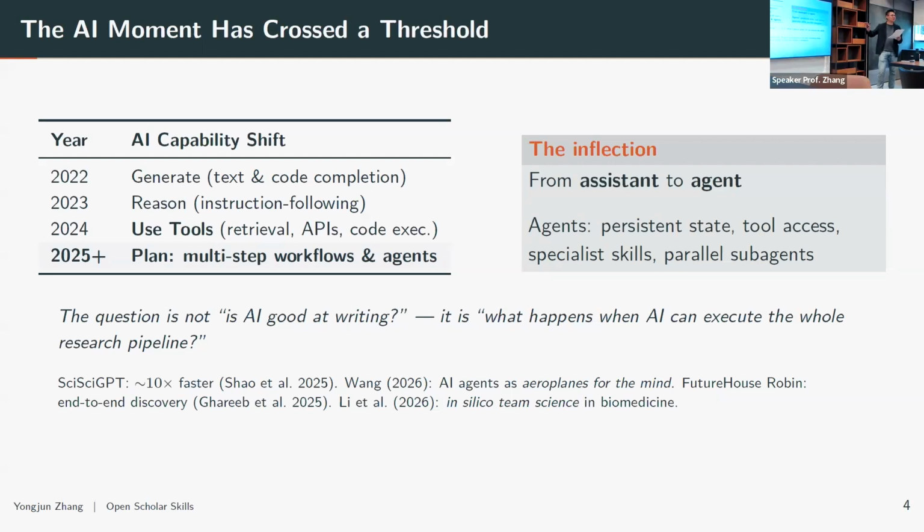We passed that stage. So now the question is what happens when AI can execute the whole research pipeline? I think that's the question we should ask ourselves. Of course, I can hear objections. That's for sure.